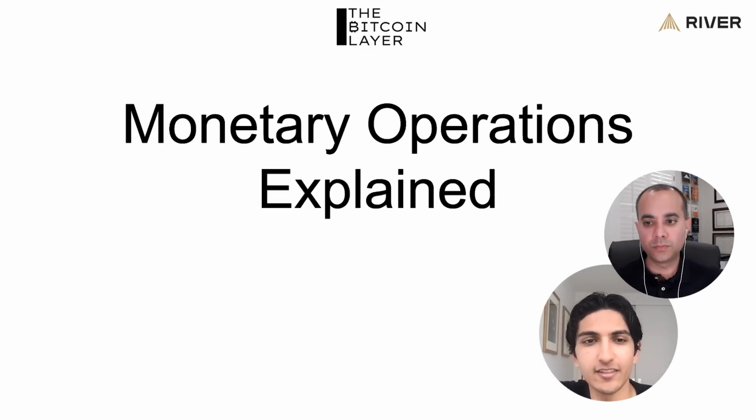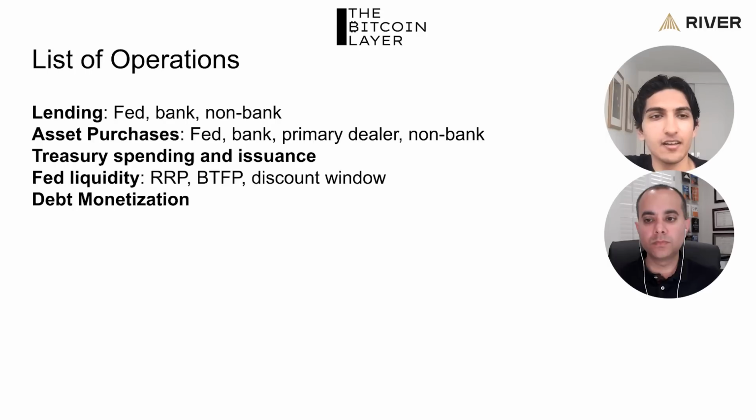Great. So I'm excited to walk through some of these operations, and like you said, hopefully help us answer some questions about what really is money and how does money come into existence. The things that I think basically cover all of our bases are lending, asset purchases. So when the Fed is buying an asset, when a bank is, when a primary dealer is, when a non-bank is, and when all of these different entities are buying from each other, what does that look like?